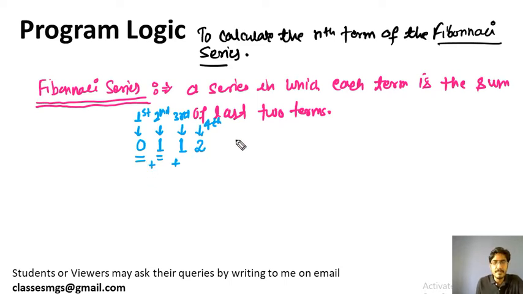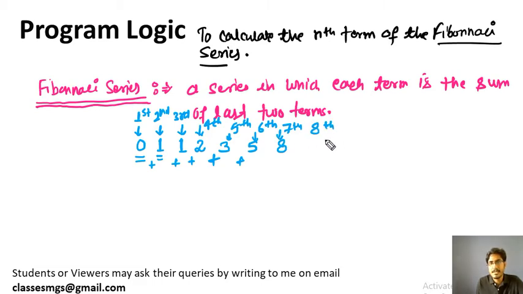Okay. What will be the fifth term? The fifth term will be the sum of these two. 1 plus 2, 3. What will be the sixth term? The sixth term will be the sum of these two. 2 plus 3, 5. What will be the seventh term? The seventh term will be the sum of these two, fifth and sixth. 3 plus 5, 8. What is the eighth term? The sum of the previous two, sixth and seventh, that is 13, and so on. Keep on adding, you will get the term.